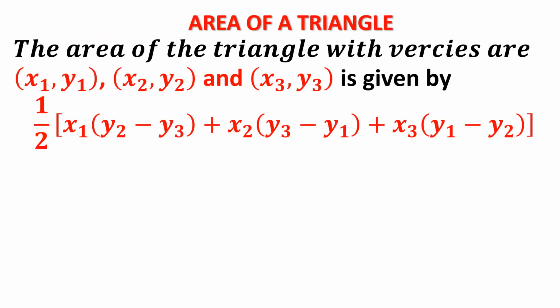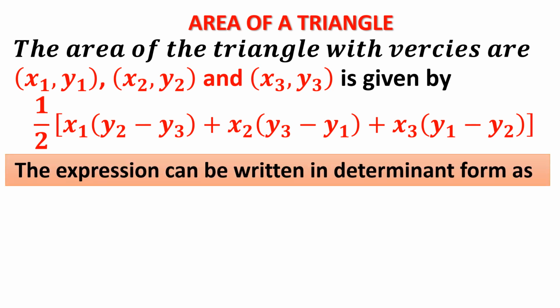In lower class, we have seen how to find the area of the triangle when three vertices are given to you. It is given by this formula: half into x1 (y2 minus y3) plus x2 (y3 minus y1) plus x3 (y1 minus y2). Normally you would have done the calculations to find the area of the triangle when three vertices are known to you.